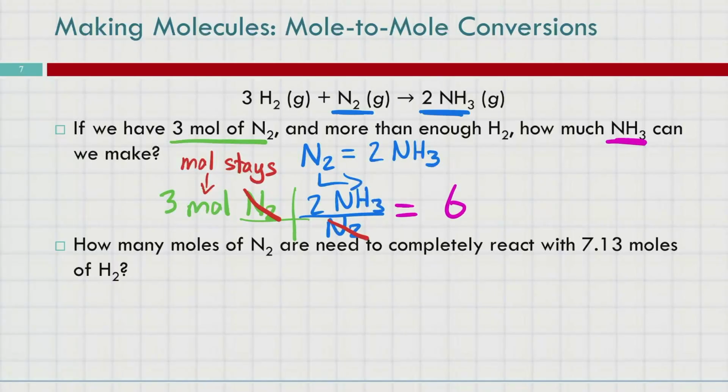So we get out 3 times 2 is 6. The moles pull through, and our new chemical, NH3, ammonia.